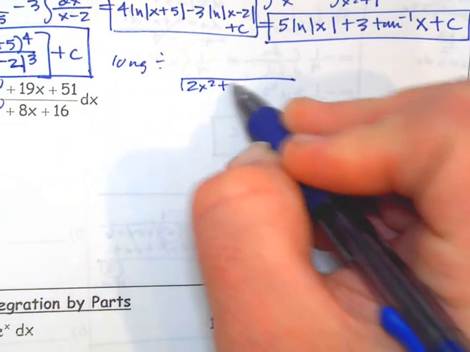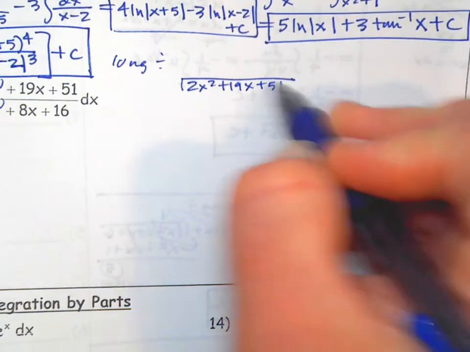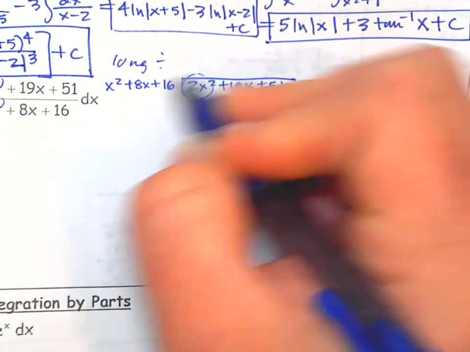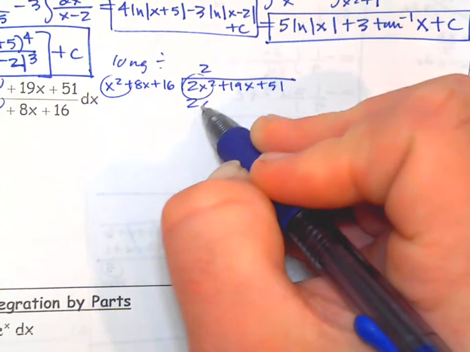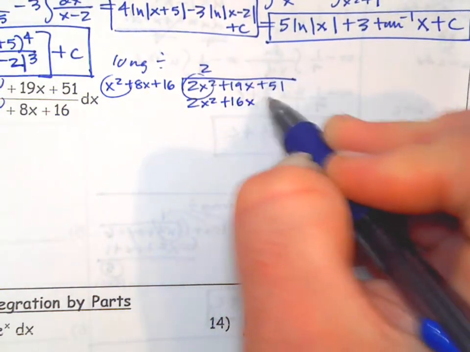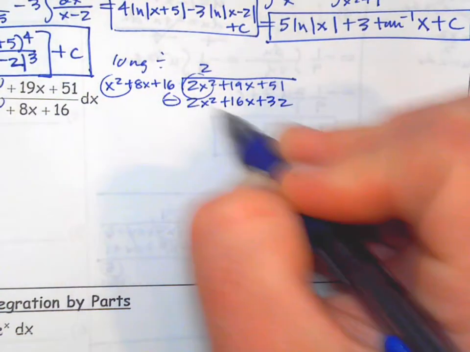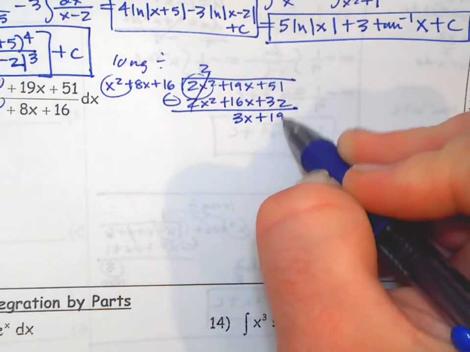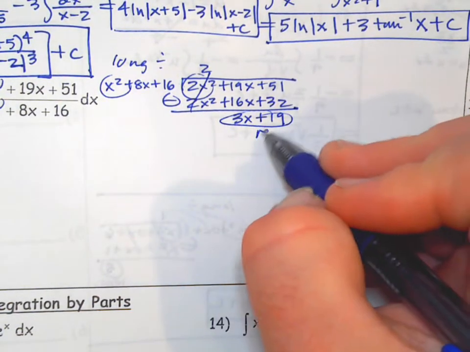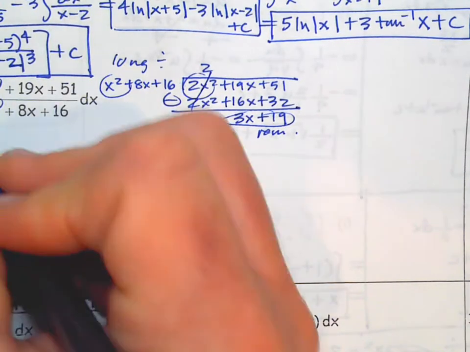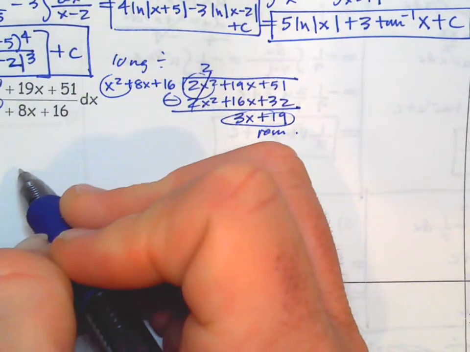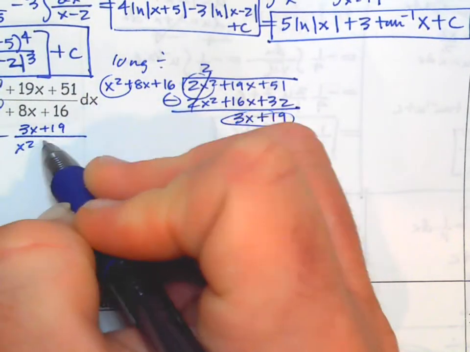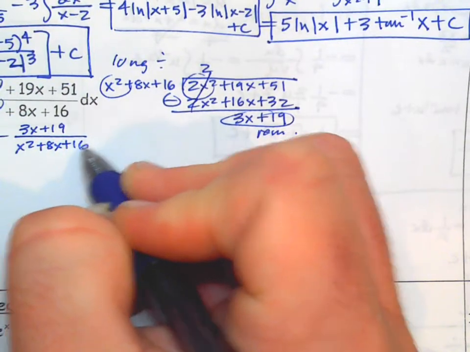2x squared plus 19x plus 51 divided by x squared plus 8x plus 16. 2x squared plus 16x plus 32, leaves 3x plus 19. So this is the remainder. So this is going to be 2 plus 3x plus 19 over x squared plus 8x plus 16.